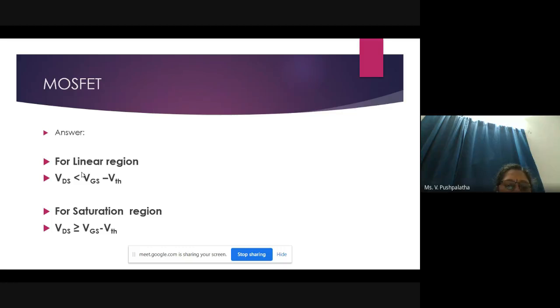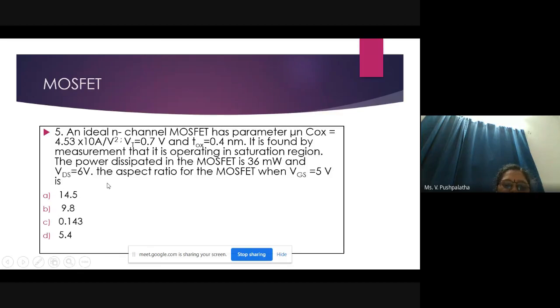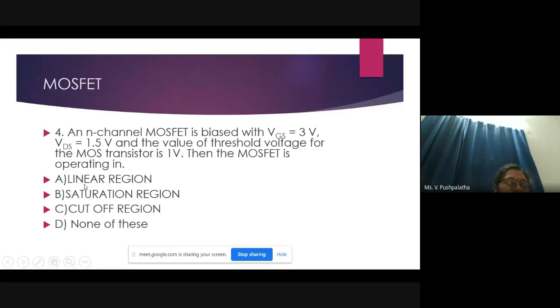Okay, right? For the cutoff region, it is 0, right? They have given 4 options. One is linear, next is saturation, third is cutoff, and the fourth is none of the above, right? So the saturation region does not hold the condition, and only the linear region holds the condition, right? So your VDS is less than VGS minus VTH. So the answer here is the linear region. Option A is the correct answer, right? Next. I think all of you are able to follow me, right?